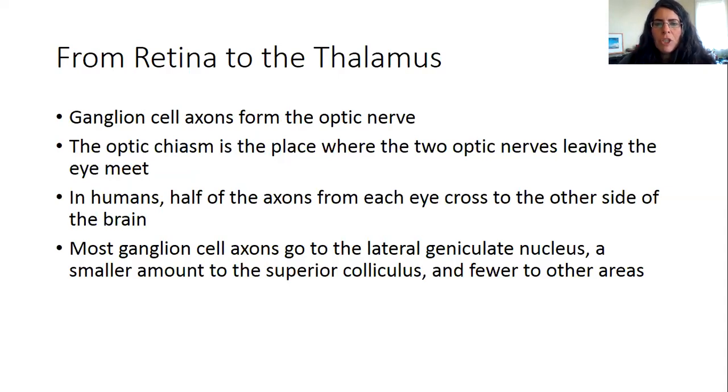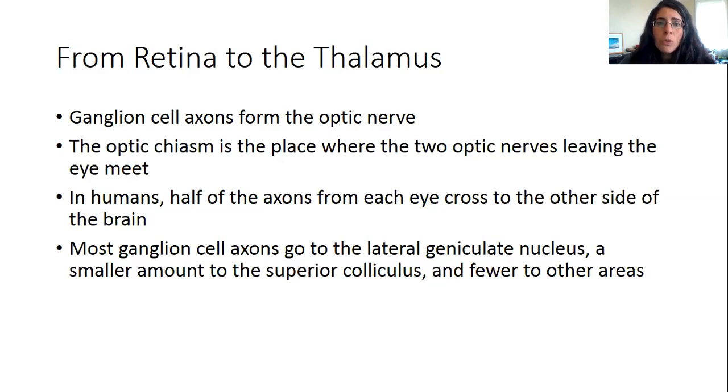Some information is going to cross over via the optic chiasm. Half of the axons from each eye cross over, so that information from the right side of the world is processed in the left hemisphere or the left occipital lobe, and information from the left side of the world is going to be processed in the right occipital lobe or the right hemisphere.